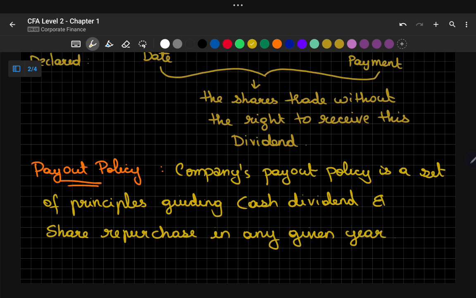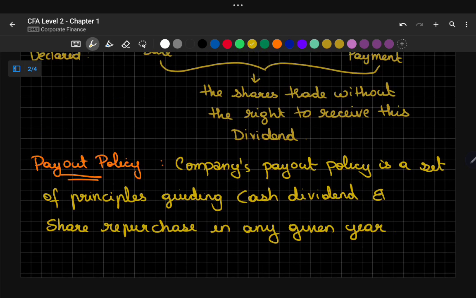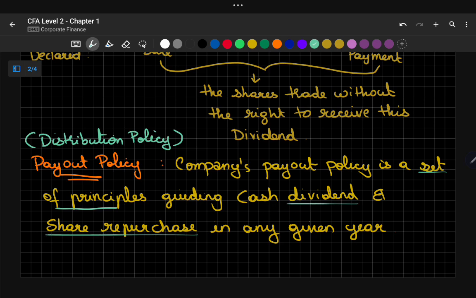Now, another name for payout policy is distribution policy. So, another name for payout policy is distribution policy. So, it is a set of principles which guides the company about its cash dividend payments and share repurchase.